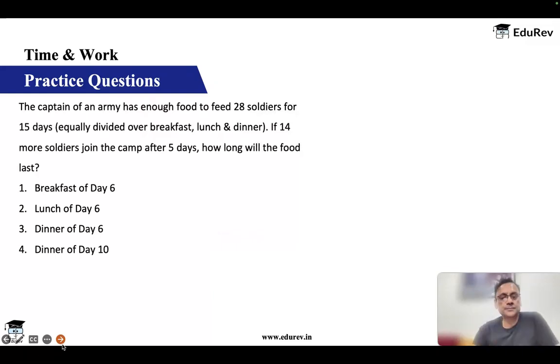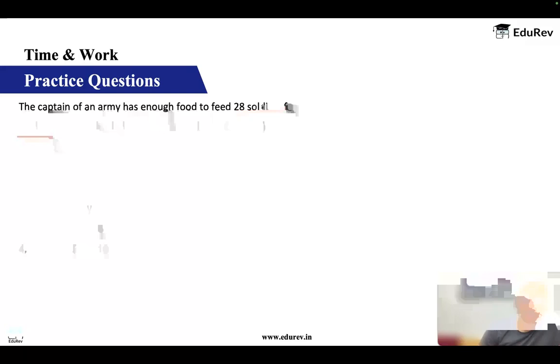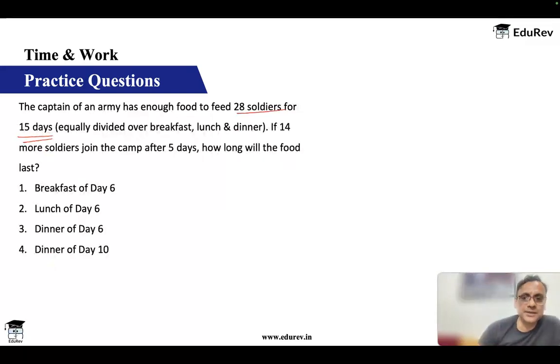Now, if you see, there are soldiers, so men, I have days. There is no time here and there is no work here also. So I'll assume that my work is same. So basically then I just have to do M1 D1 is equal to M2 D2. There is no need for T, there is no need for W. Okay, so just this much.